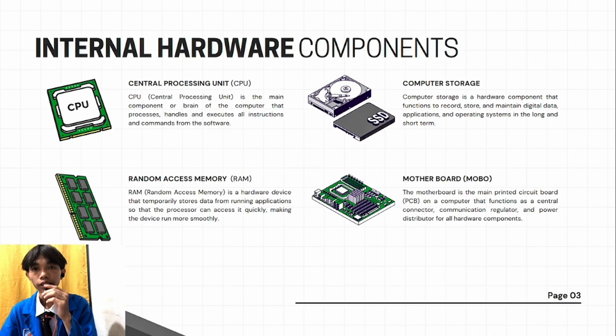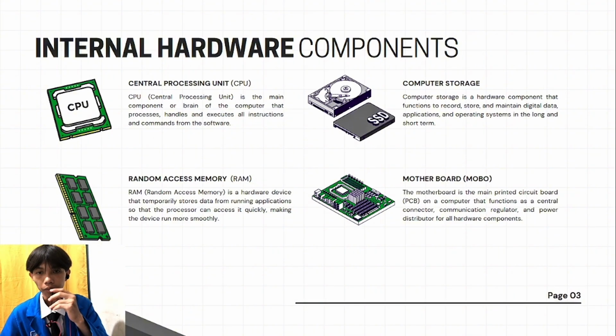So, what is a CPU? The CPU is the main component or brain of the computer that processes, handles, and executes all instructions and commands from the software. RAM is a hardware device that temporarily stores data from running applications so that the processor can access it quickly, making the device run more smoothly.